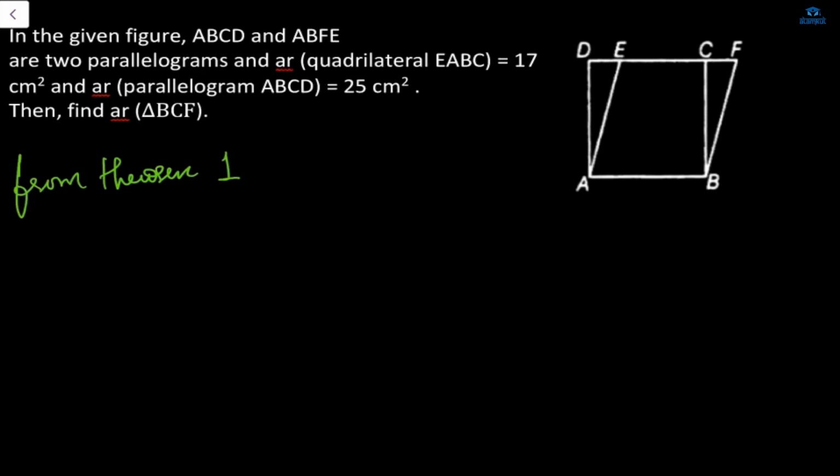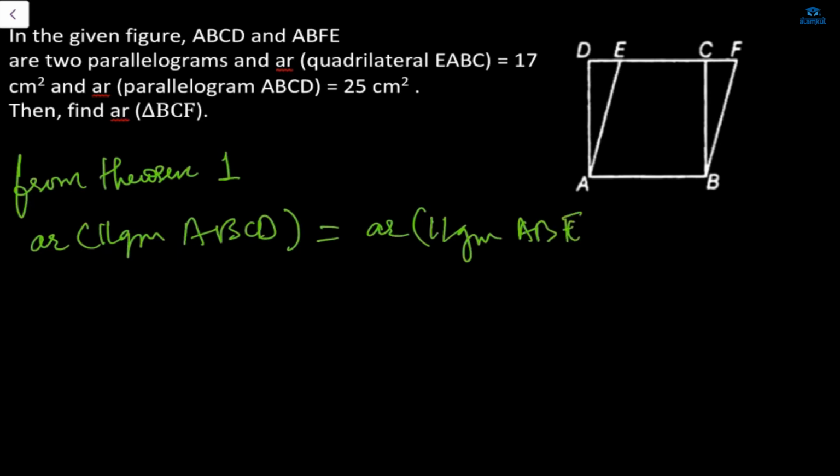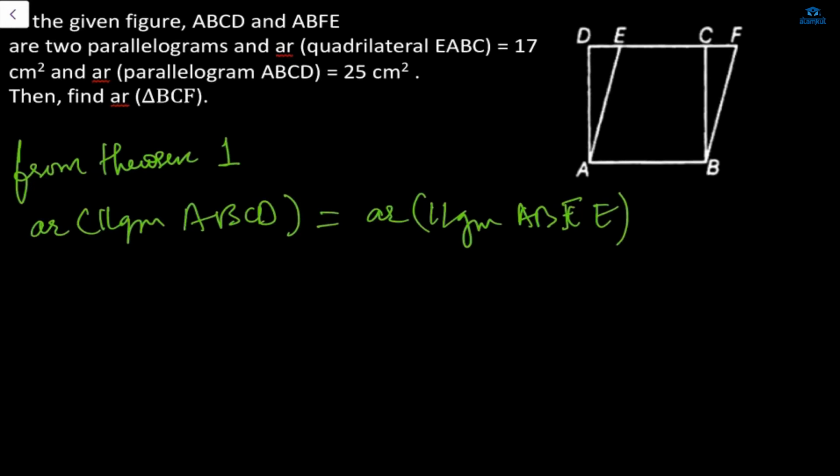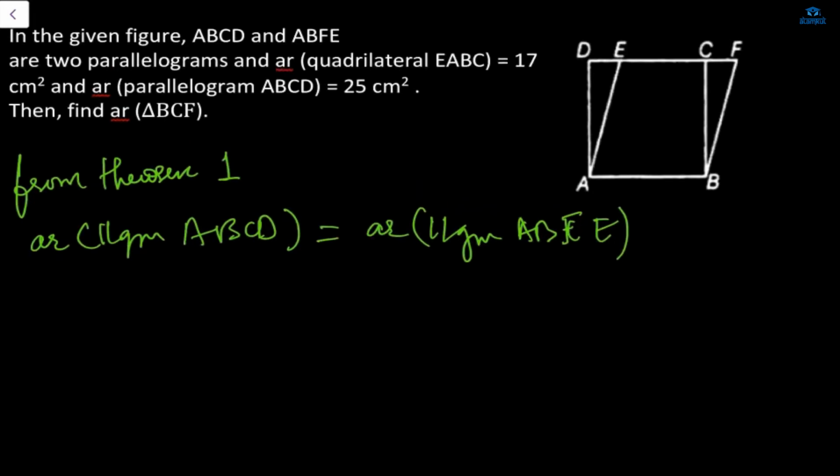That is, parallelograms on the same base and between the same parallels have equal areas. So from theorem 1, area of parallelogram ABCD is equal to area of parallelogram ABFE. The areas of both the parallelograms are equal. Yes or no? We know that the area of parallelogram ABCD is already given. Now we need to find the area of triangle BCF.